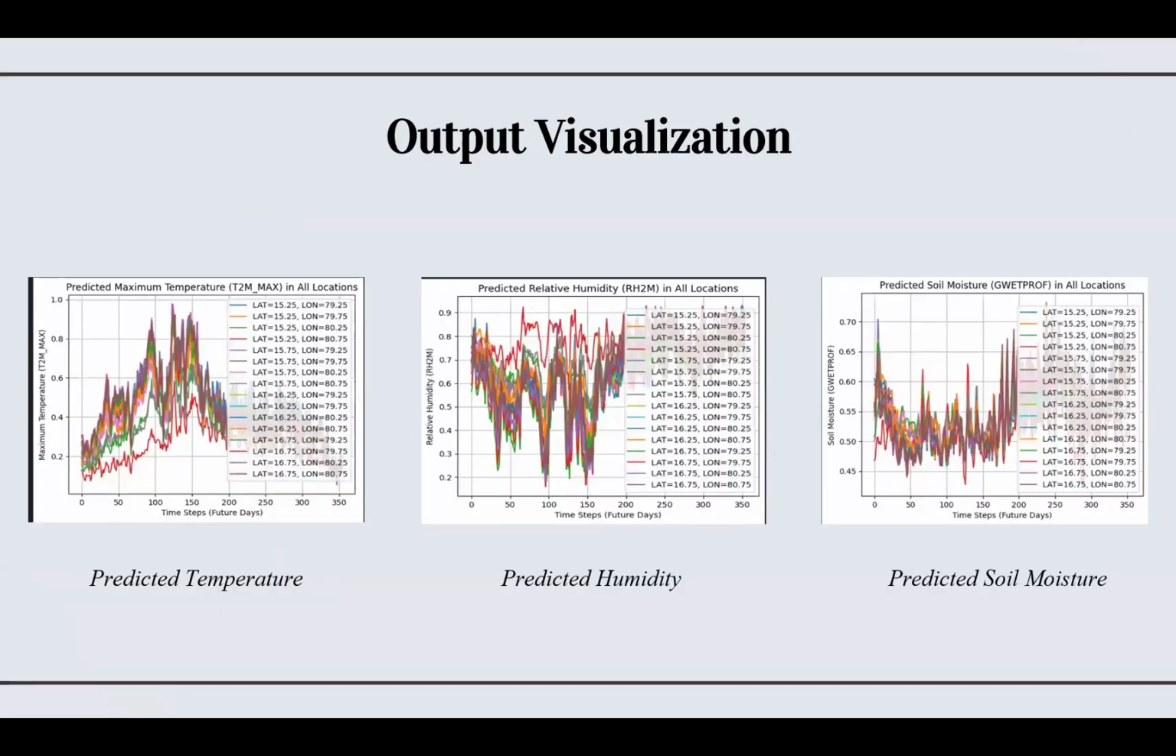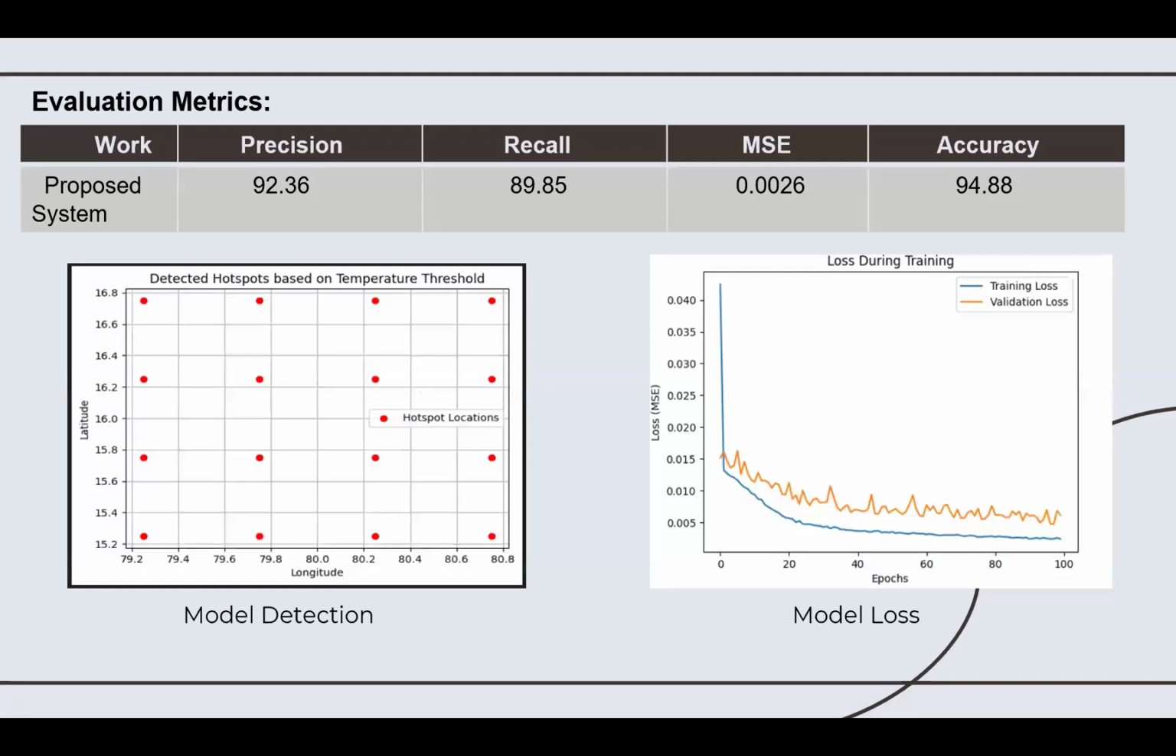Coming to the output, this is the output we have got visualized. The first one, as you can see, is the predicted temperature, the second one is the predicted humidity, and the third one is the soil moisture. These are the values which have the latitude and longitude values of these parameters. And this is the evaluation matrix.